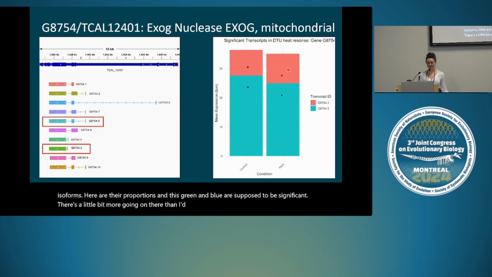But this is a zoomed-in version that just highlights the significant ones that flip-flopped, and you can kind of see that better. Those are those two. And this is a 15 kb gene, so that's a pretty big structural difference.